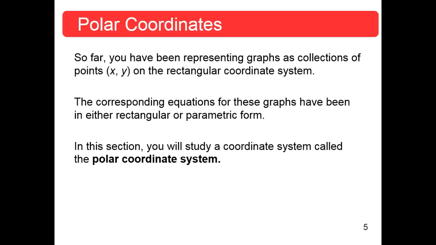So far, we have been representing graphs as collections on the Cartesian coordinate plane as xy, on the rectangular coordinate system. And we're used to that, right? Well, guess what? Some things set themselves up for much easier to be done in other orientations, okay? And that's what we're going to talk about, polar coordinates. Corresponding equations of these graphs have been either rectangular or parametric forms, okay? In this section, we'll study a coordinate system called polar coordinate system. Maybe that's why they call it polar coordinate. Yeah, well, never mind. Okay.